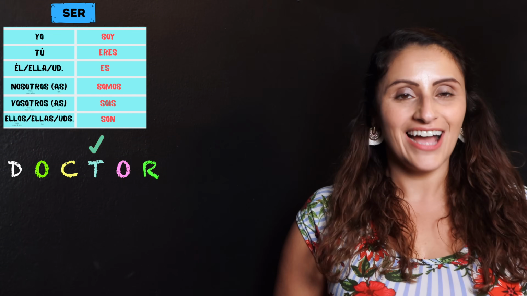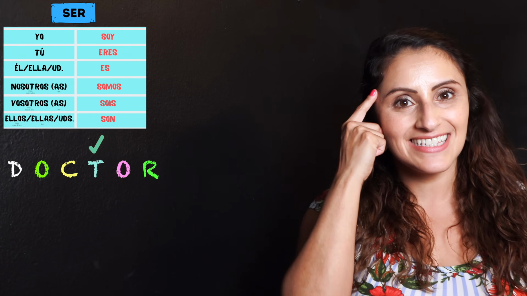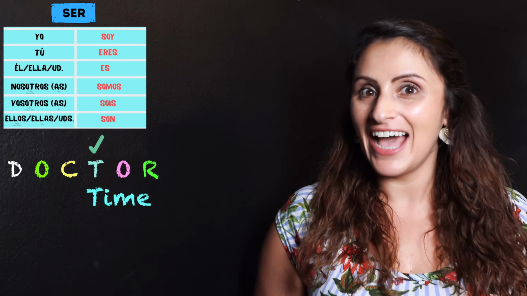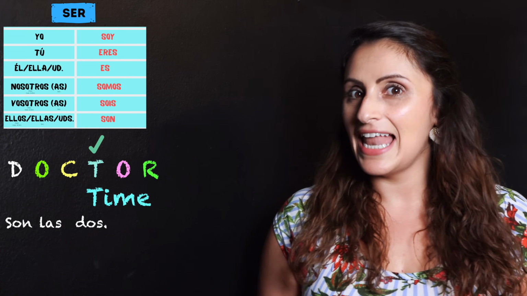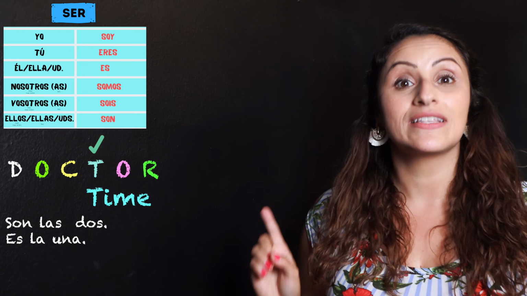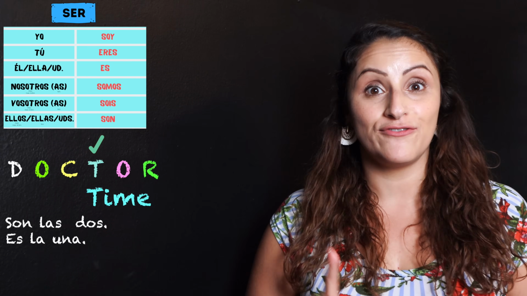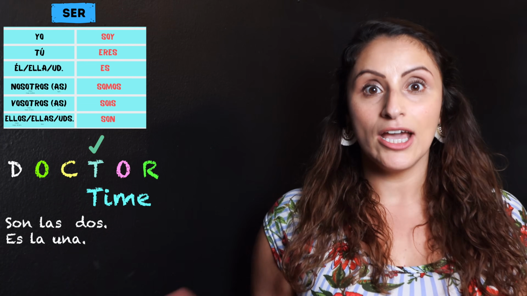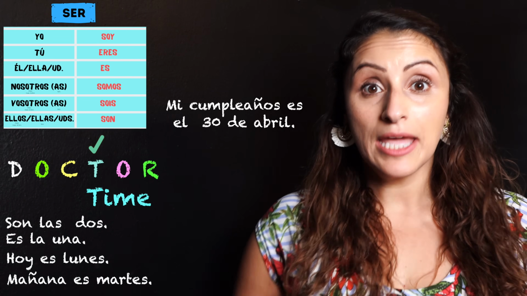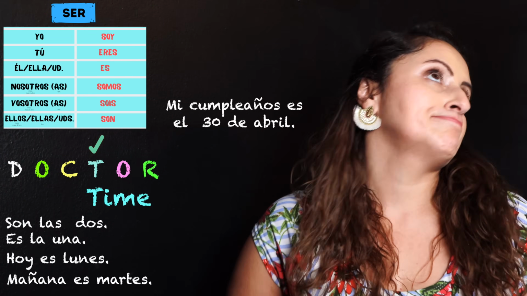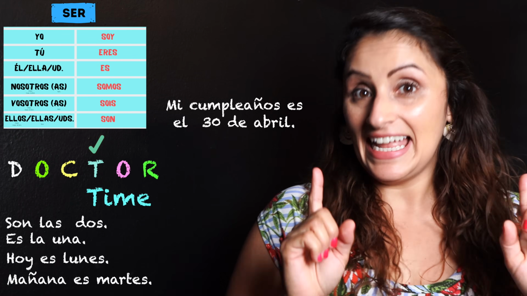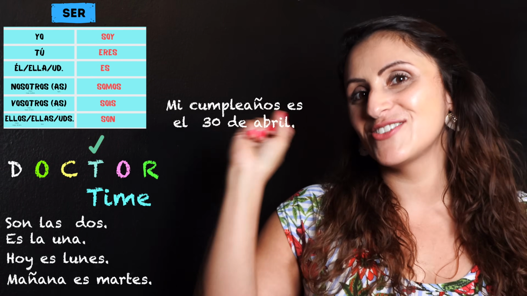For the T in doctor, we're going to use that to remind us that we have to use the verb ser when we talk about time. Remember when we learned how to tell time? We said, son las dos, es la una. That is because we use ser with time. That means we will also use it for dates. So we could say, hoy es lunes, mañana es martes. I could also say, mi cumpleaños es el 30 de abril. And again, that has to do with time, so we use the verb ser.